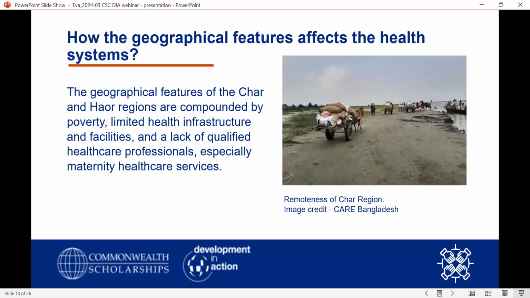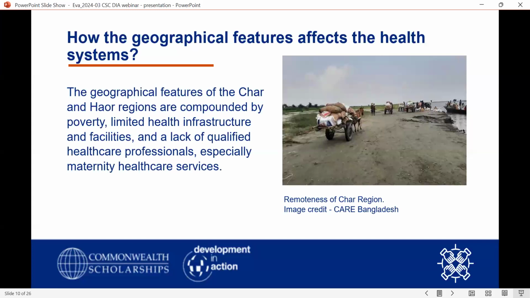So the next slide is on how the geographic features can affect the health system in Chor and Haur regions. As you can see, there is a river and there are boats and the horse cart. This is a Chor, a remote Chor region of Bangladesh. So there the only transportations are boat and the horse cart. You can see the horse carts are carrying people and their belongings.